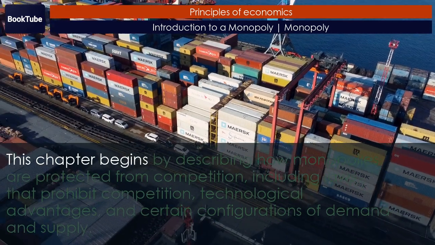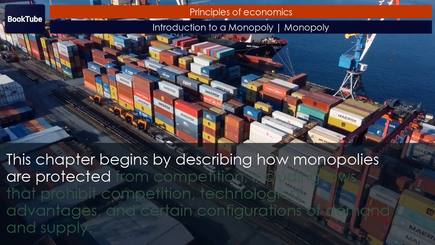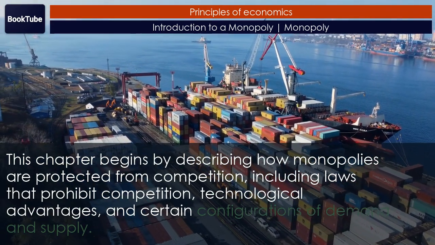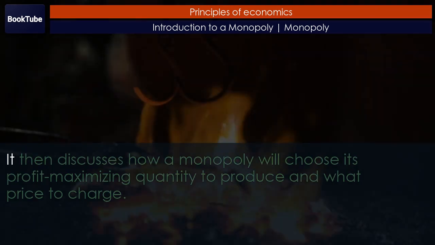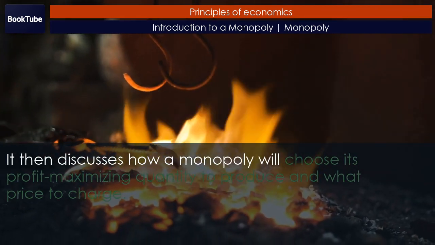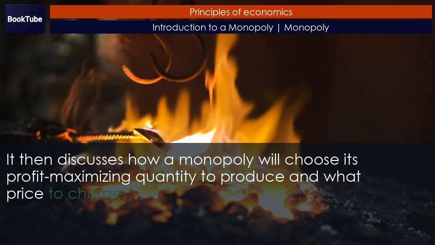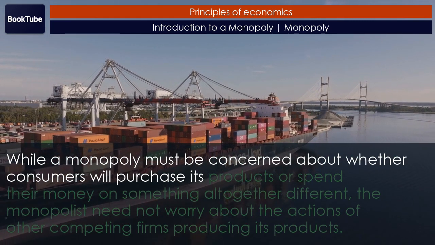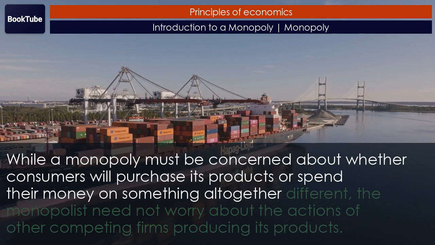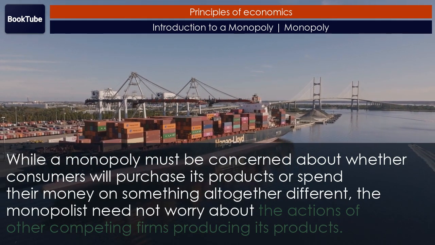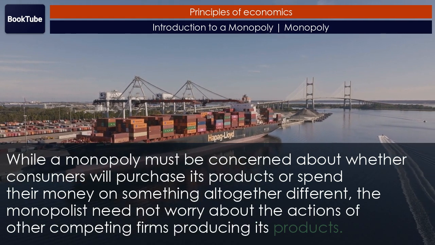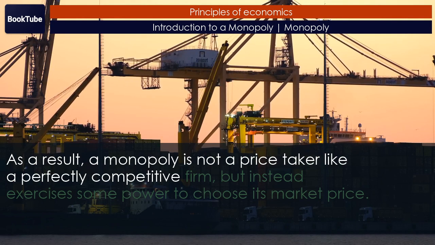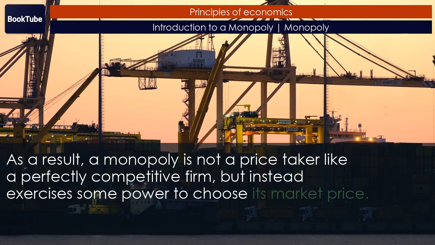This chapter begins by describing how monopolies are protected from competition, including laws that prohibit competition, technological advantages, and certain configurations of demand and supply. It then discusses how a monopoly will choose its profit-maximizing quantity to produce and what price to charge. While a monopoly must be concerned about whether consumers will purchase its products or spend their money on something altogether different, the monopolist need not worry about the actions of other competing firms producing its products. As a result, a monopoly is not a price taker like a perfectly competitive firm, but instead exercises some power to choose its market price.